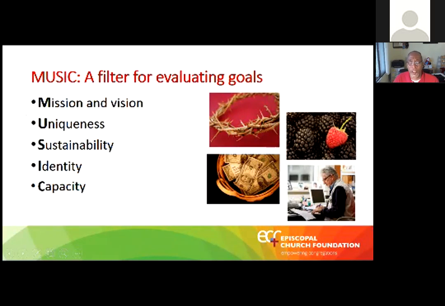This is another tool that we introduced, and it's called MUSIC. MUSIC is a good way of filtering and evaluating your goals. Once we establish our goals, we want to take a few steps back and think about how these goals fit the vision and mission of our faith community. How do they identify us as unique? Are they sustainable over a long period of time? How do these goals speak to our identity? And the big question always is capacity. Do we have the resources, the people, the physical plant, the tools to accomplish the goals we identify as priority for us? Sometimes through this process, we can eliminate goals or find that goals we think are important, or even a priority, may not be where we should be focusing our attention.